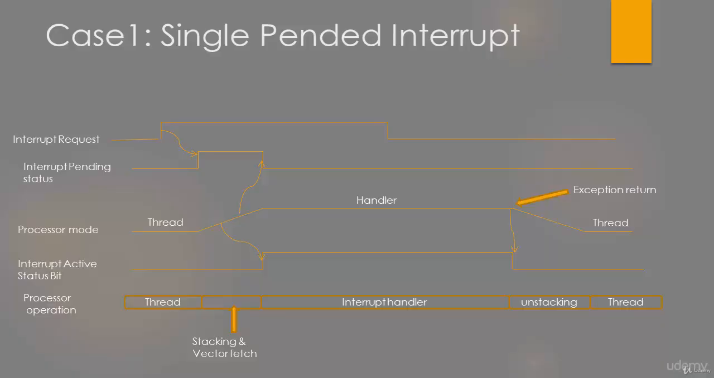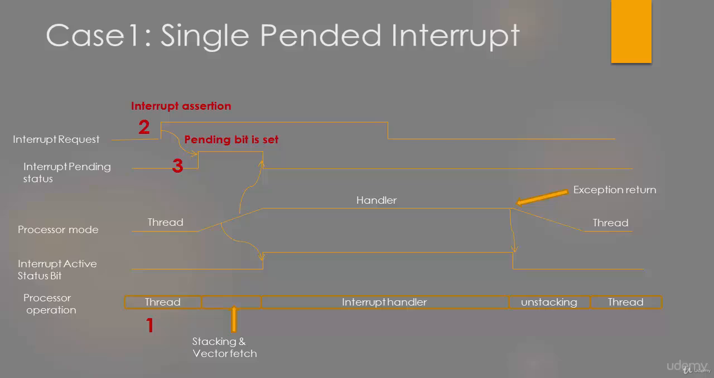Assume that the processor is operating in the thread mode and the interrupt is asserted from the peripheral. Let's say it's a low to high transition. When the interrupt is asserted, the pending bit will be set corresponding to the IRQ number of the interrupt in the interrupt pending register. This register we actually discussed in our earlier lecture.